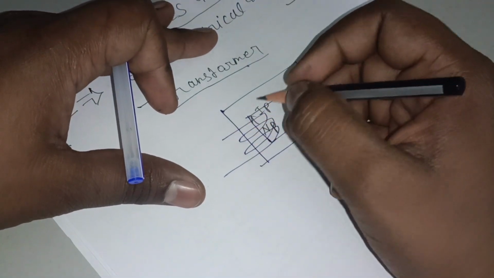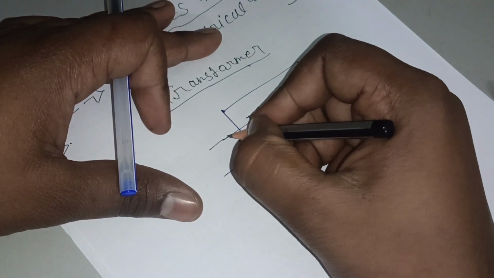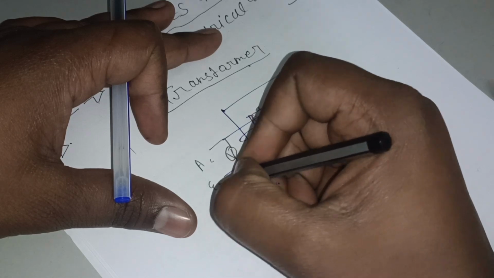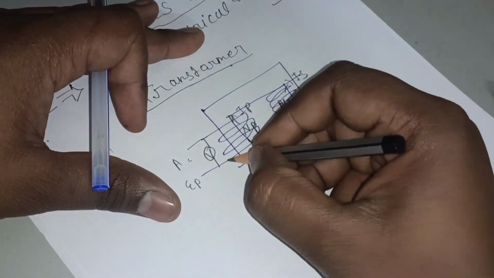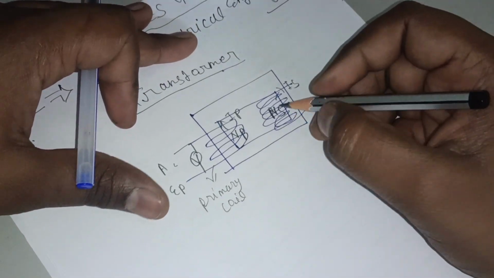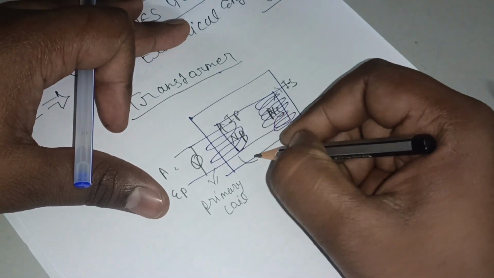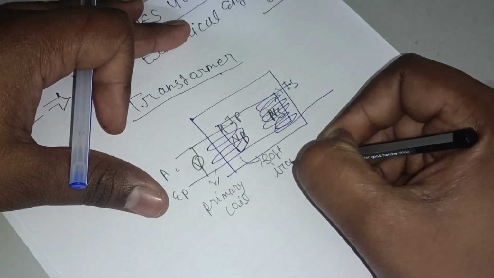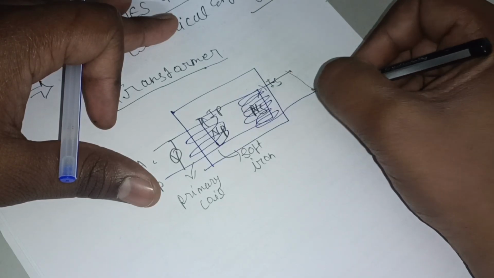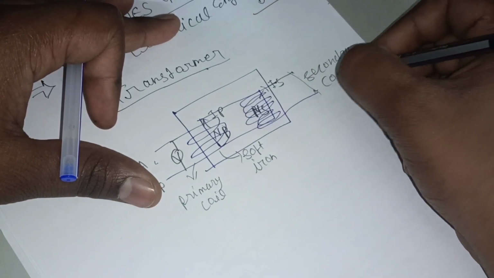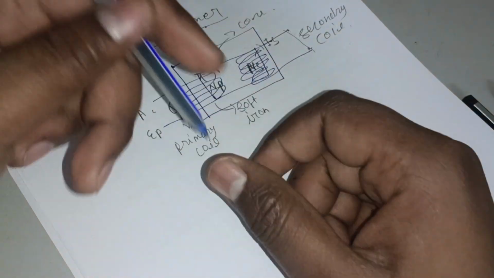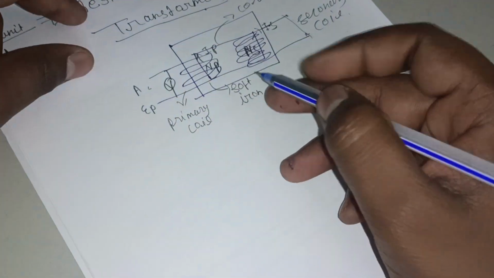Let's discuss some more concepts here. This is the voltage EP, the primary coil, and this will be the soft iron core, and this is the secondary coil. So this was the basic structure of the transformer.